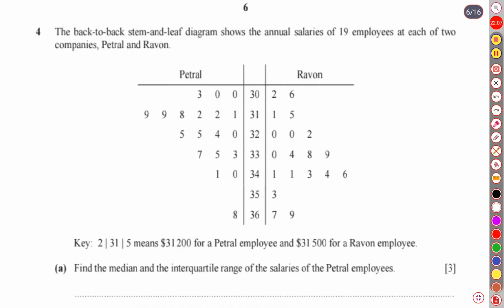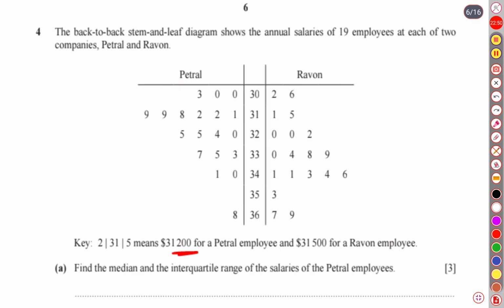Question number 4 says, the back-to-back stem and leaf diagram shows the annual salaries of 19 employees at each of two companies, Petrol and Raven. Petrol is on the left side and Raven is on the right side of the back-to-back stem and leaf diagram. A key has also been given: 31 | 5 means $31,200. Look at this, we should not ignore it. Here there is very crucial information: two zeros should be added with each quantity.